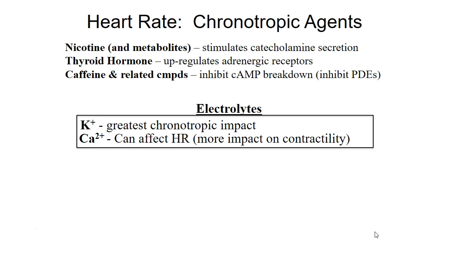Now, calcium can affect heart rate, but remember, was calcium important for skeletal muscle contraction? Yeah, absolutely. It's just as important for cardiac muscle contraction. So calcium does affect heart rate, and it does have a chronotropic effect, but it has a much larger effect on contractility, so being inotropic. Okay? And so here, potassium and calcium are two major electrolytes that can have chronotropic effects.